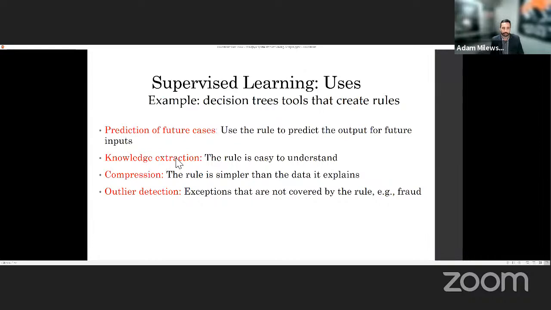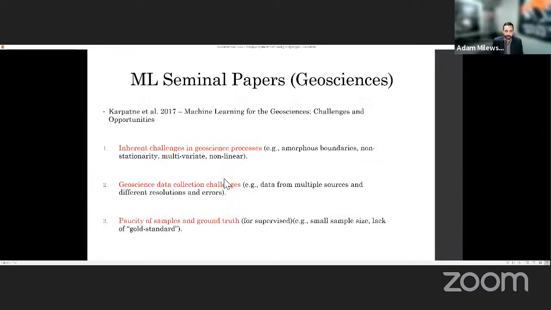The other thing might be knowledge extraction. So the rule is easy to understand. We want to make something simple, even though we might not see it. An algorithm can do it. Compression. Maybe the rule is actually simpler than the data looks or explains. So we're going to create a simplified rule. And then maybe we can look at outliers, so exceptions that are not covered by the rule. So these are uses of supervised classifications and supervised learning.